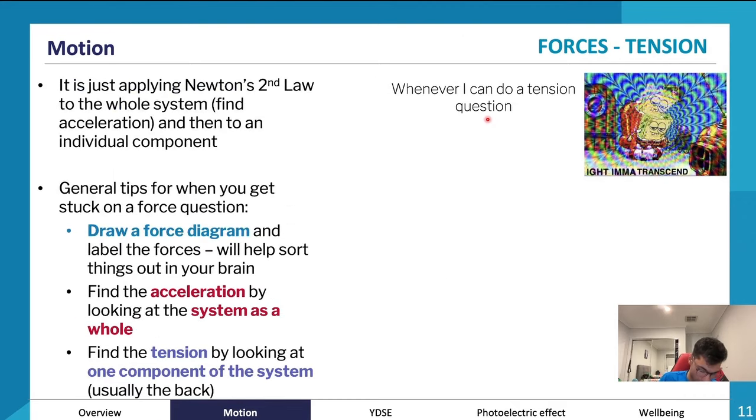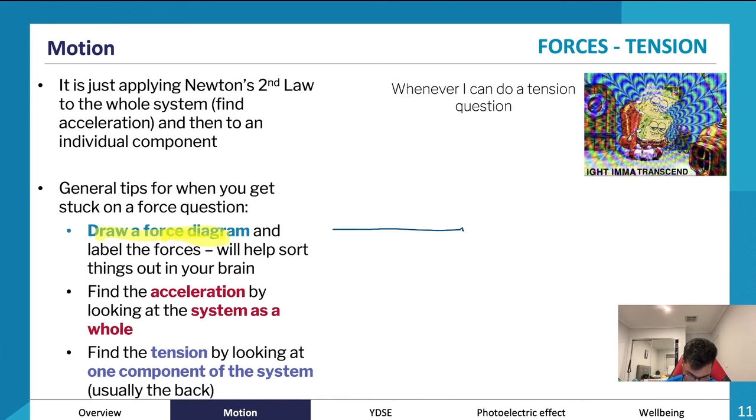Cool. Tension. So when it comes to tension, the best way to answer these types of questions is to draw some sort of diagram. Usually you're given a diagram, but what you want to be including is the force diagram. You want to draw arrows in the direction the force is going, so you can better understand what is happening. So the most common type of question you would get is one of these questions.